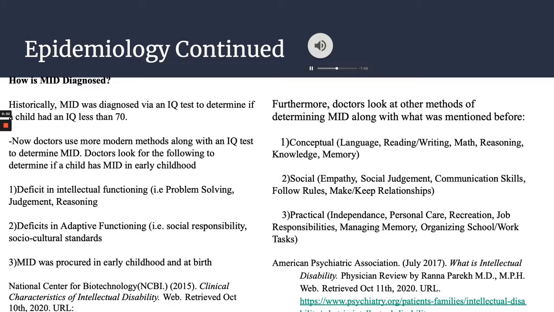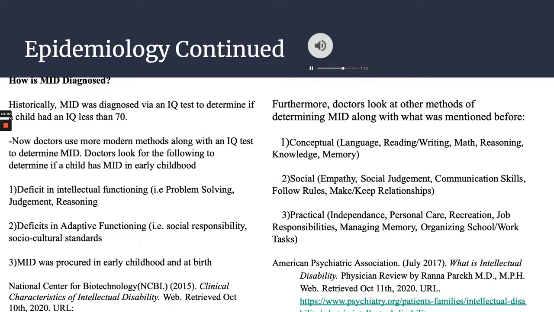Furthermore, doctors look at other methods of determining MID, along with what I mentioned before. So one is conceptual, so that goes back to language, reading and writing, math, reasoning, knowledge, and memory. Second one is social, so able to show empathy, have good social judgment, communication skills, able to follow rules, so that goes back to both the intellectual functioning and the adaptive functioning I talked about, and make and keep relationships, and not just romantic, but even maybe friendships.